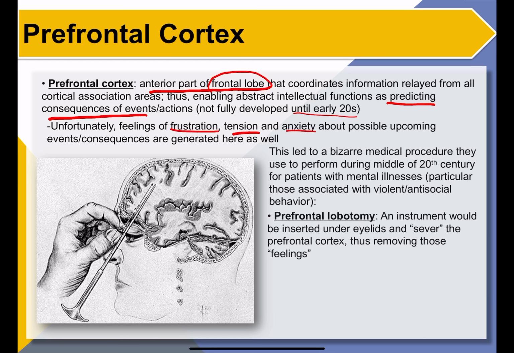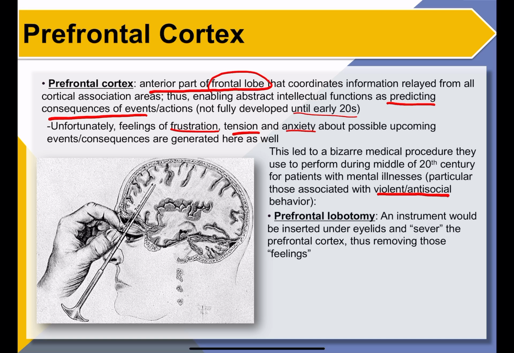And this understanding of the prefrontal cortex led to a pretty bizarre medical procedure they used to perform during the middle of the 20th century for patients with mental illnesses, particularly those associated with violent and antisocial behavior. Now, this is what I mean by we humans learn from our mistakes, and we are constantly modifying our hypotheses and procedures to help better our skills and be able to better treat patients with different types of diseases.